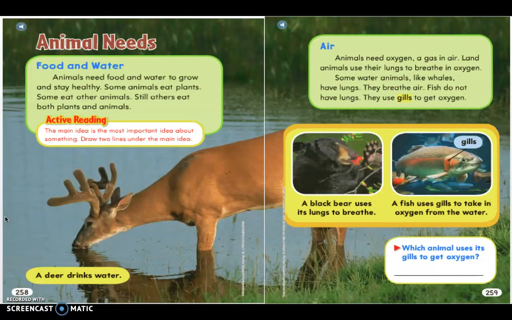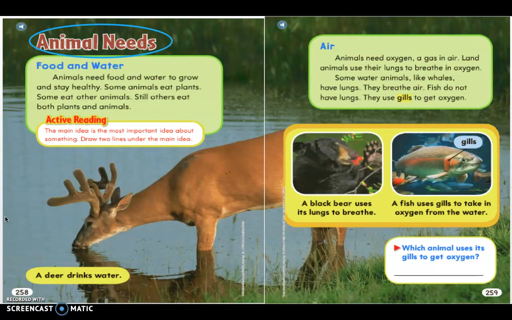I noticed that the title of this section says Animal Needs. And that's pretty important to me as a reader because it helps me understand what I'm going to be reading about. So if this section says animal needs, I'm probably going to learn about what animals need to live. So I'm going to get started. First part of this section says food and water. So this must tell me what the animals need to eat and drink.